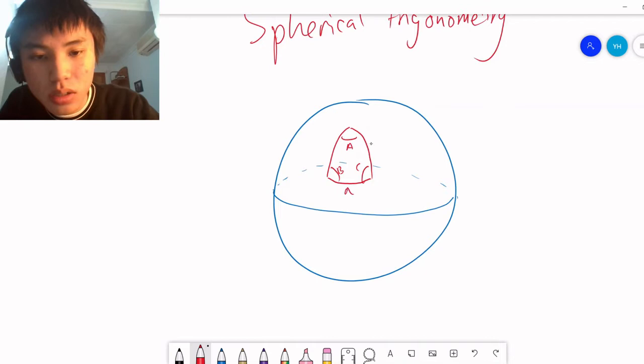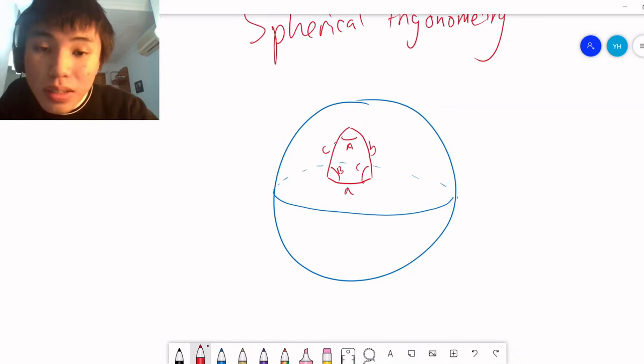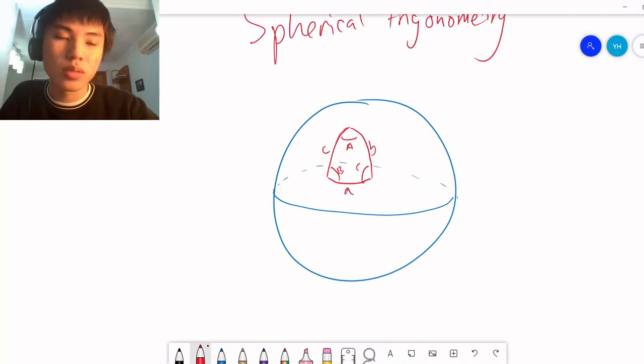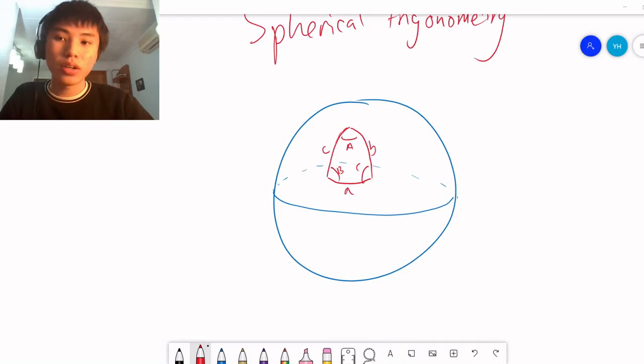Now, an important thing to say is that obviously the angles are defined in terms of radians or degrees, but a very important thing is that the sides, small a, small b, small c, are also defined in terms of angles. We no longer define them as lengths, we define them as angles.